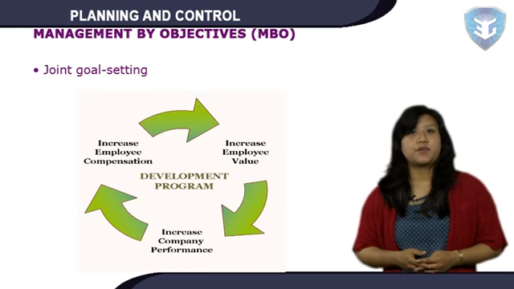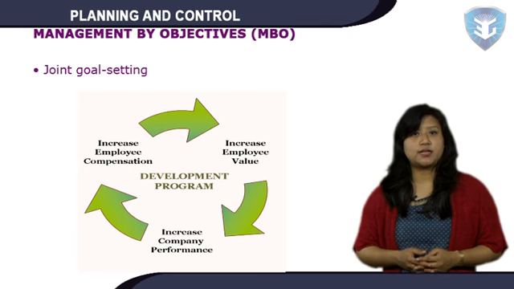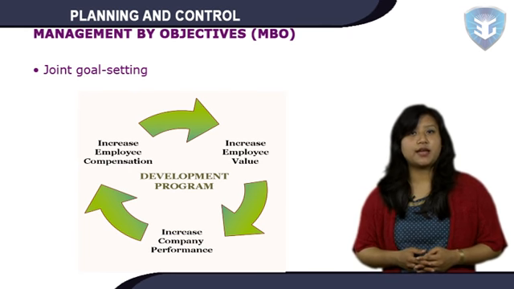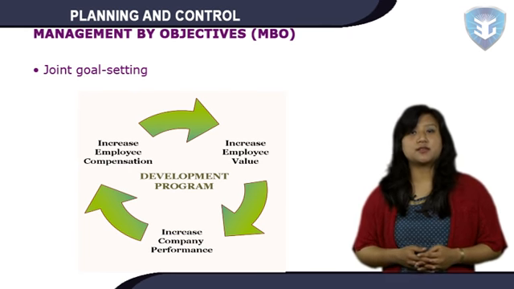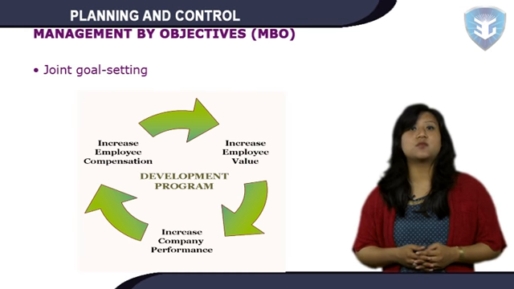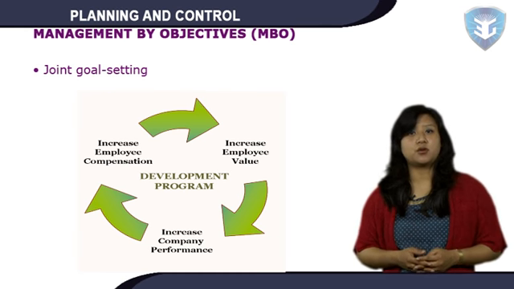Joint goal setting. MBO emphasizes joint goal setting that are tangible, verifiable, and measurable. The subordinate, in consultation with his superior, sets his own short-term goals. However, it is examined both by the superior and the subordinate that goals are realistic and attainable. In brief, the goals are to be decided jointly through the participation of all.